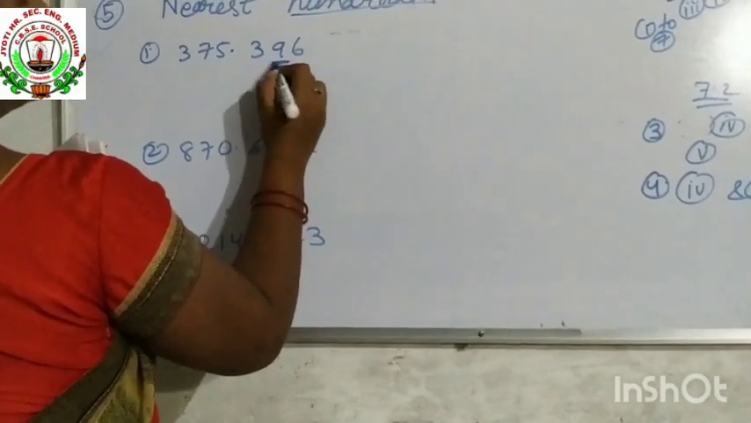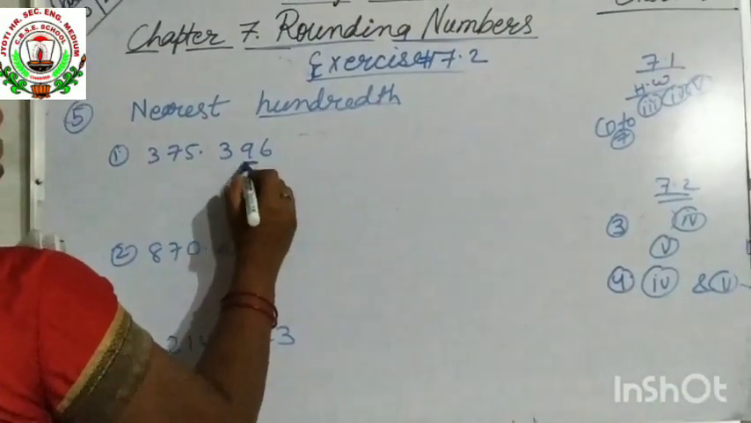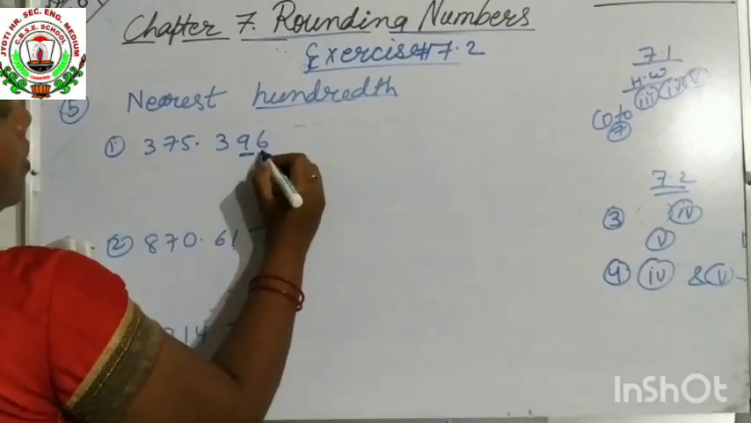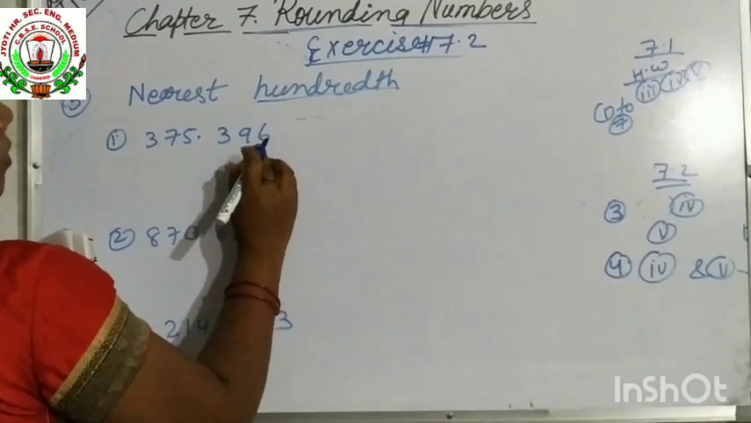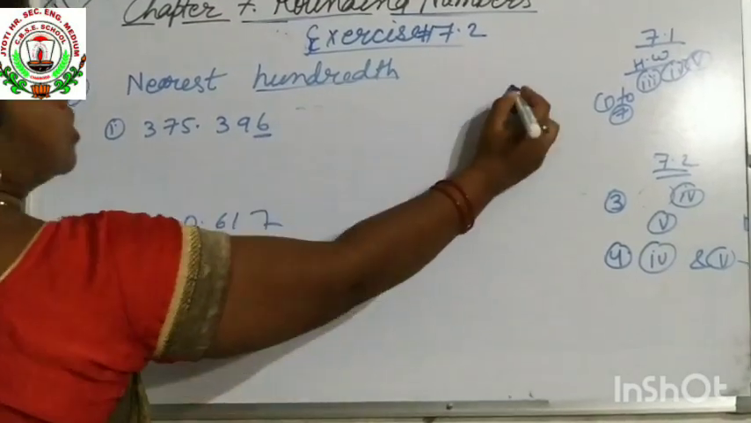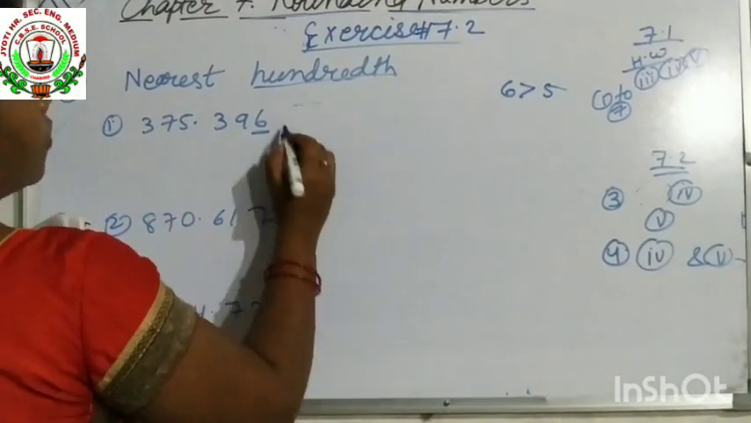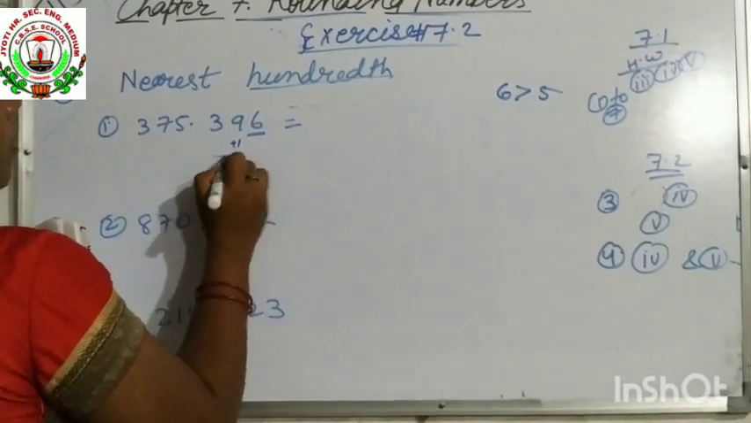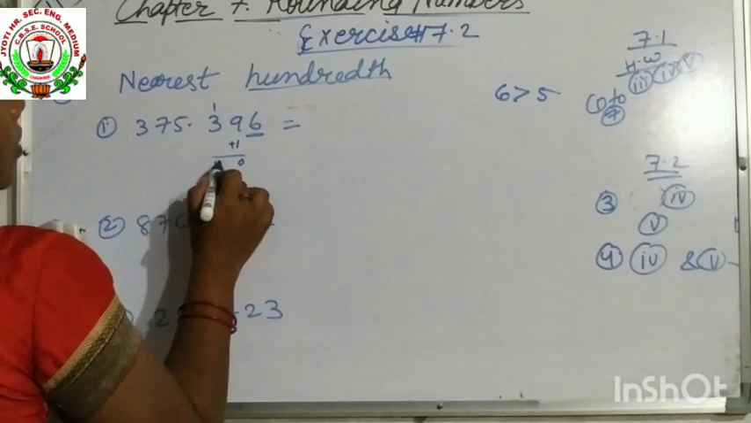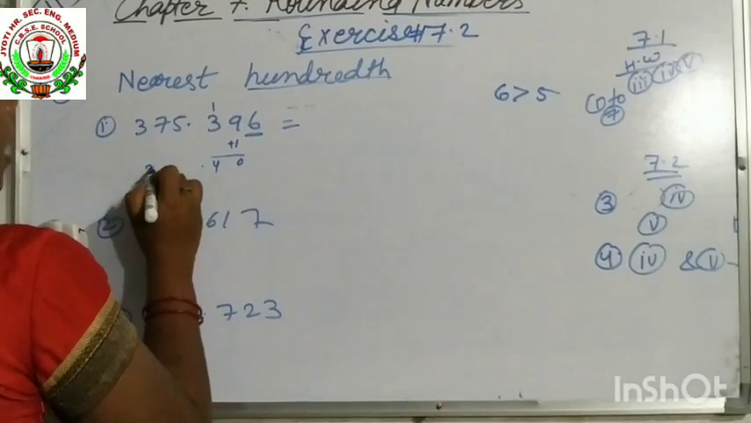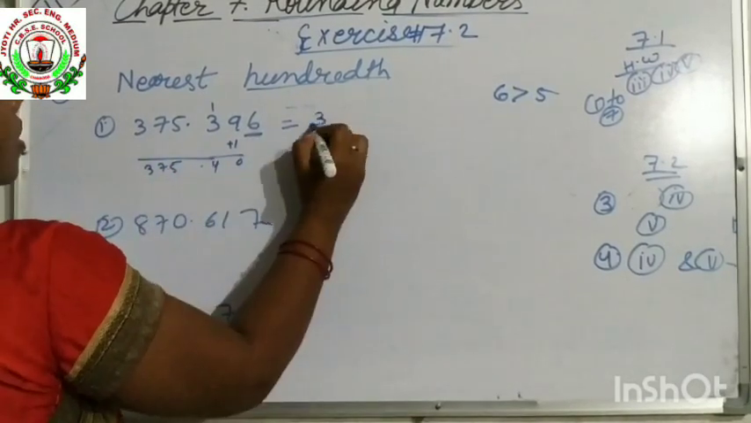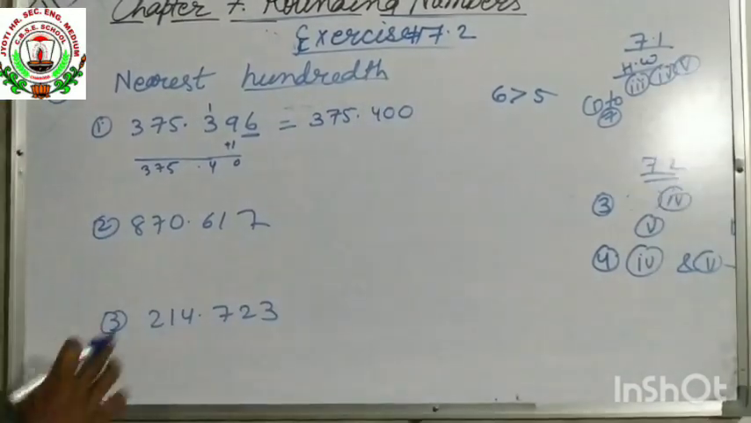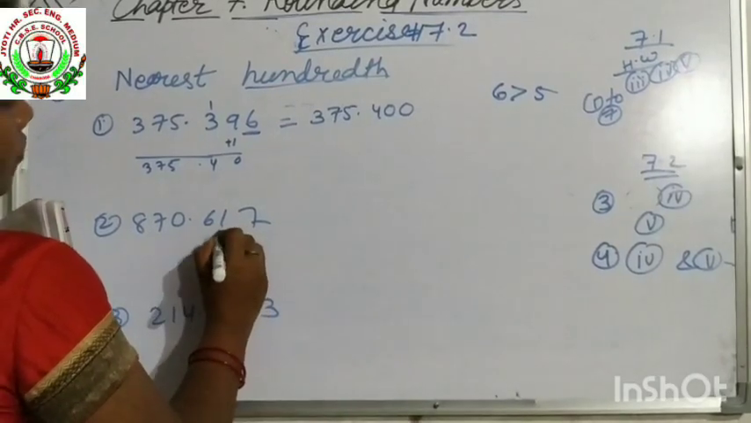So this number we have to round up. After the decimal, the 2 place digit we have to round up. So we will see this 1000 place number. Okay, 6 we have to see. 6 is greater than 5. So what we will do? We will add here 1. When we add here 1, 9 plus 1 is 10. Then add here 1, 3 plus 1 is 4 and this number you will write as it is. That means 375,400. Understood?